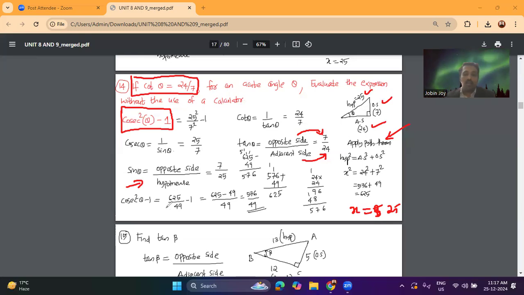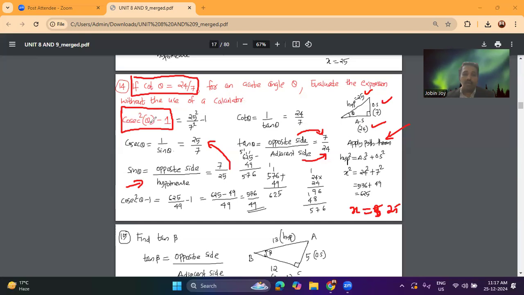Then I can calculate sine theta. Sine theta is equal to opposite side divided by hypotenuse. Opposite side is 7, so 7 by hypotenuse 25. 7 by 25 is sine theta. Take the reciprocal. What is that? 25 divided by 7. That is cosec theta. Then substitute this value in this expression.